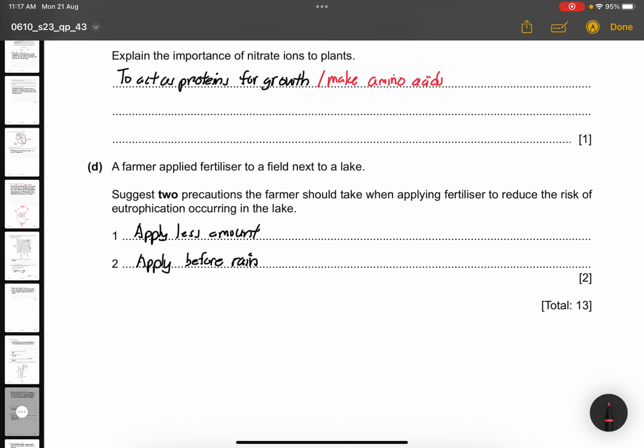Part D. A farmer applied fertilizers to a field next to a lake. Suggest 2 precautions the farmer should take when applying fertilizer to reduce the risk of eutrophication occurring in the lake. So we don't really emphasize this in the syllabus, but it's common sense. Since we know that eutrophication can happen when fertilizer leaches into rivers, how are you going to control this? Use a lesser amount of fertilizers and apply it before rain starts, because when rain begins, you never know, there's a flooding. When flooding happens, there'll be a lot of leaching of these fertilizers into the lake.